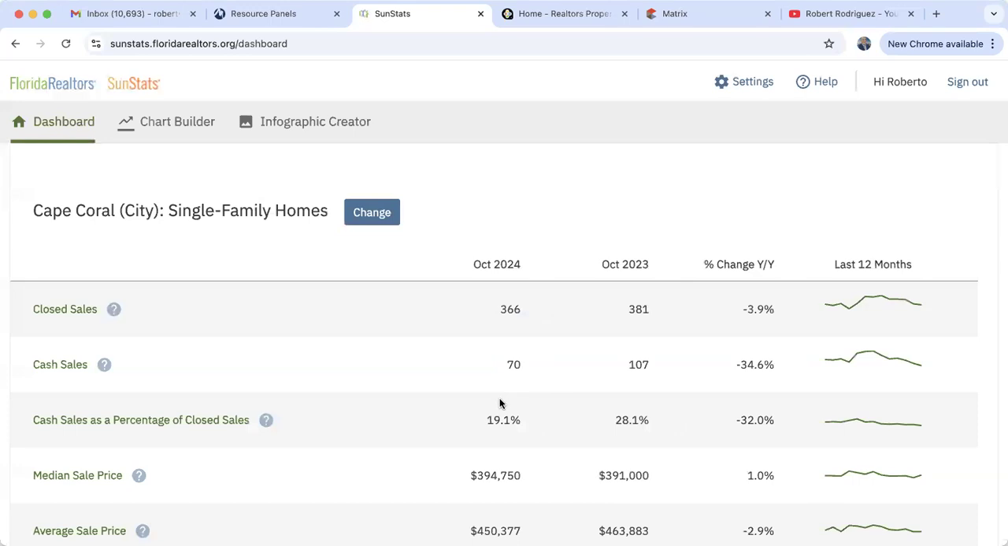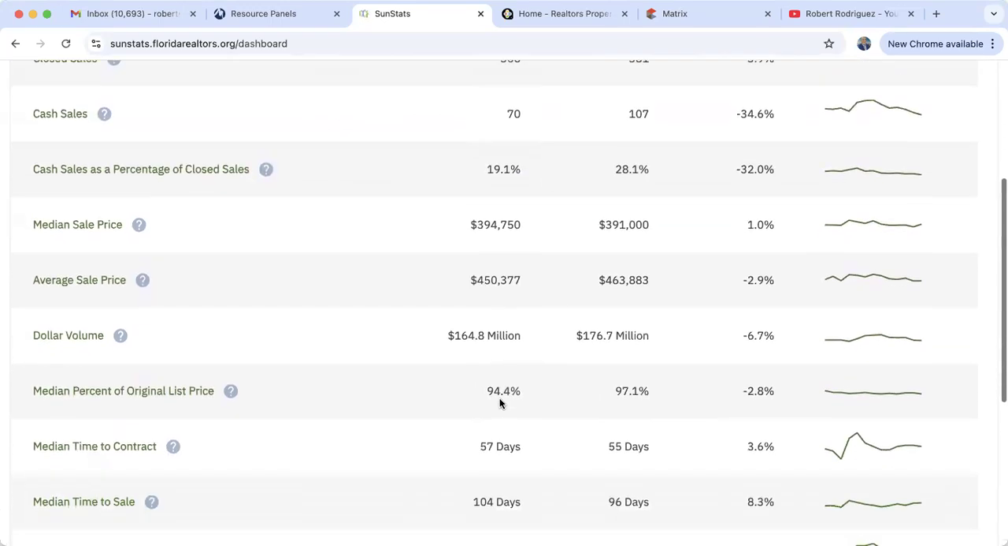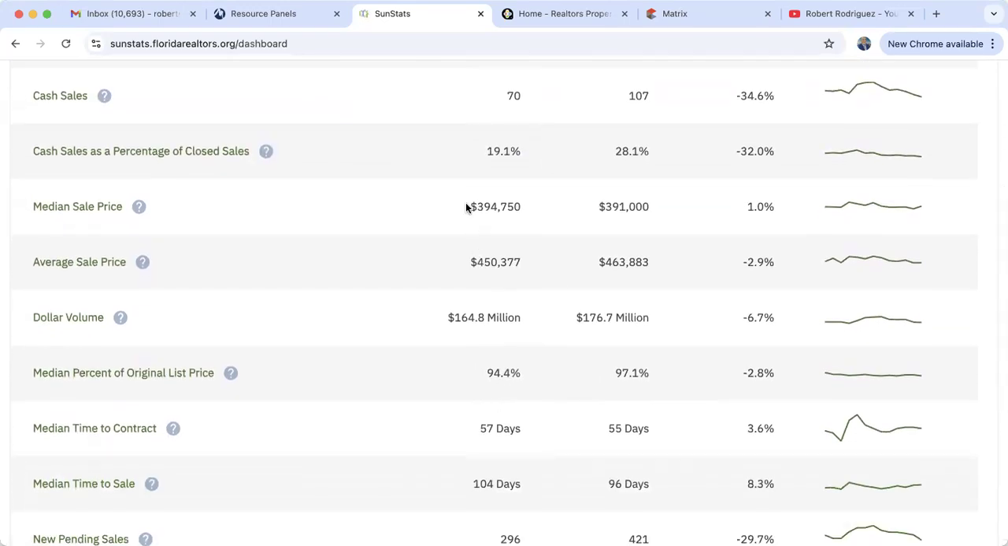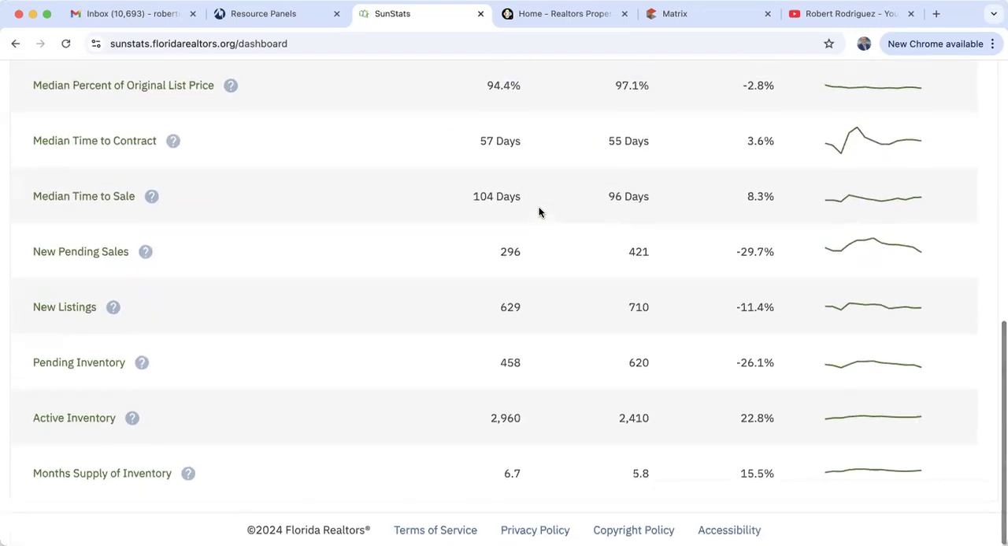And Cape Coral is on the west side of Florida. The median price for a property in Cape Coral right now is slightly under $400,000 at 394.7, and that is up 1% from the previous year. The inventory in Cape Coral sits at 6.7%, and that is up 15.5% from the previous year.